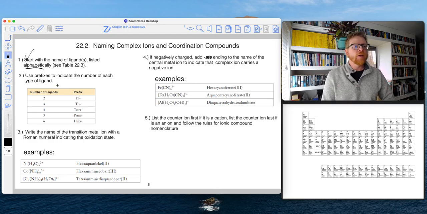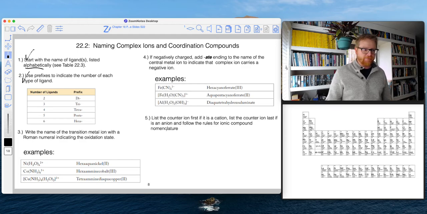Okay. So we're going to use a prefix to indicate the number of each type of ligand. And we have to remember our Latin: di, tri, tetra, penta, hexa. And that would continue on: hepta, octa, nona, deca, et cetera. Typically, we won't see that go beyond 6. And then we write the name of the transition metal ion with a Roman numeral indicating the oxidation state. So for example, we first start with the name of the ligand.